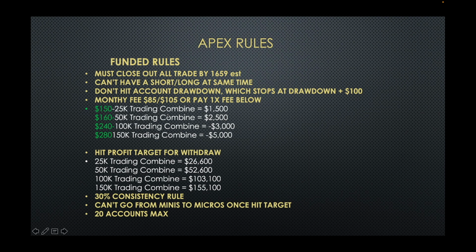So it's up to you to decide what you want to do. I would recommend to pay monthly initially, then go from there. But one of the rules that change in the funded account or PA account is they add a 30% consistency rule. We talked about that earlier, that 30%. So for example, you need a bare minimum target of $52,600 before you can withdraw money.